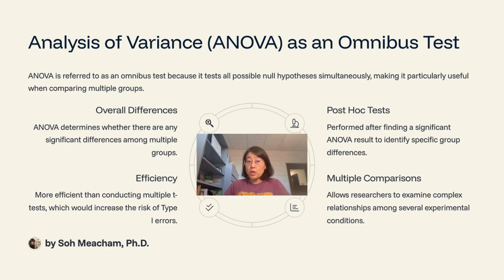In the context of ANOVA, we refer to it as an omnibus test because it tests all possible null hypotheses simultaneously. This is particularly useful when comparing multiple groups, as it allows us to determine whether there are any overall differences among them. After performing ANOVA, we may conduct post hoc tests to explore specific group differences further. These tests are performed after finding a significant result in ANOVA and help us pinpoint where the differences lie.